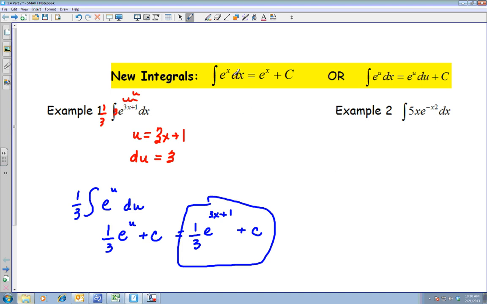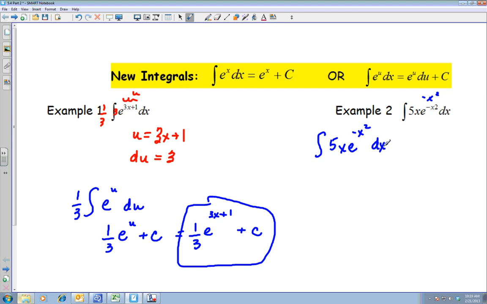Okay, so let's look at example 2. Now example 2, my computer wouldn't let me fix this. This is actually negative x squared. It wouldn't let me put an exponent on an exponent. Okay, so really here's my problem: the integral of 5x e to the negative x squared dx.